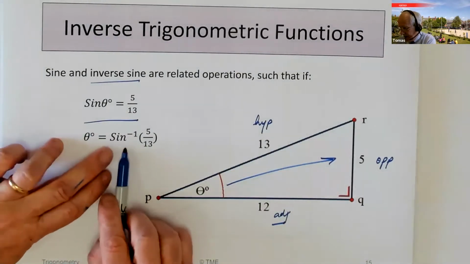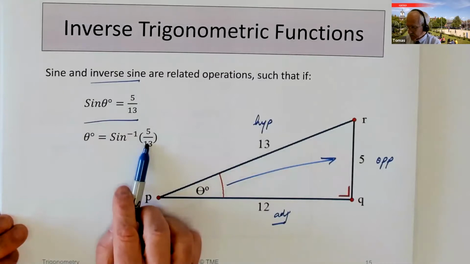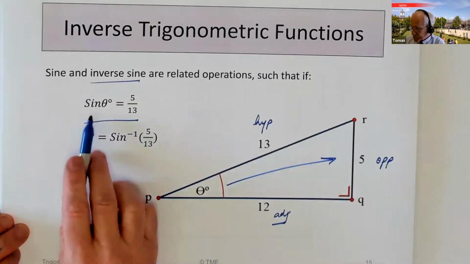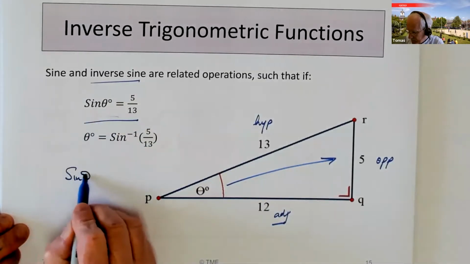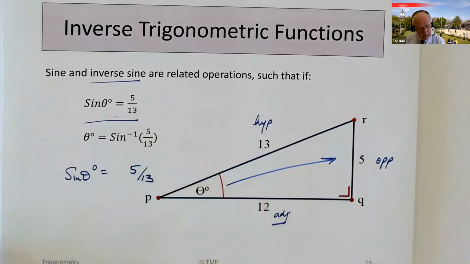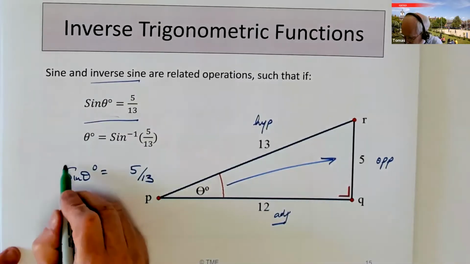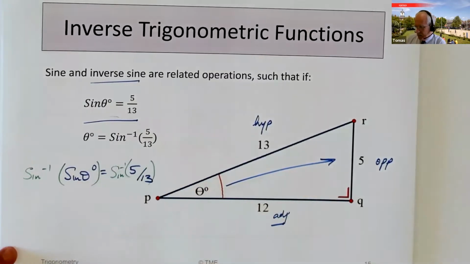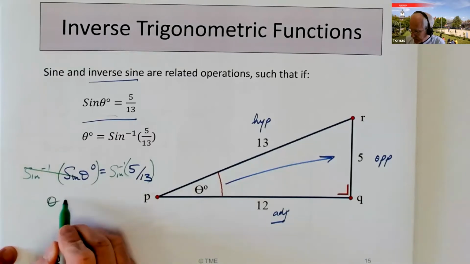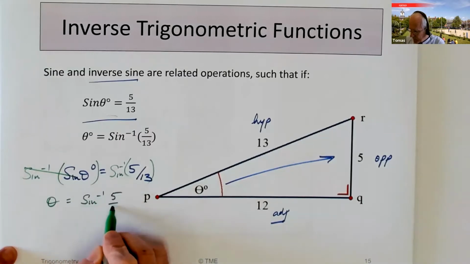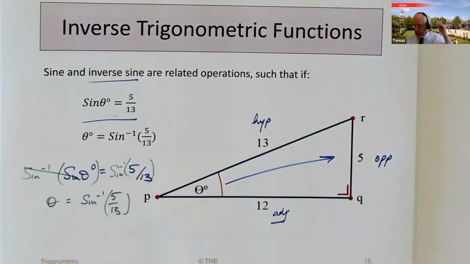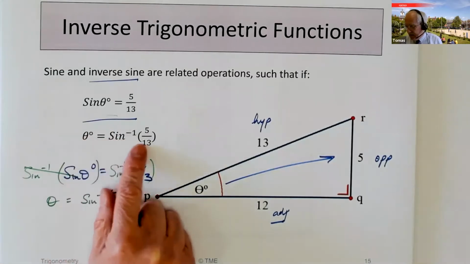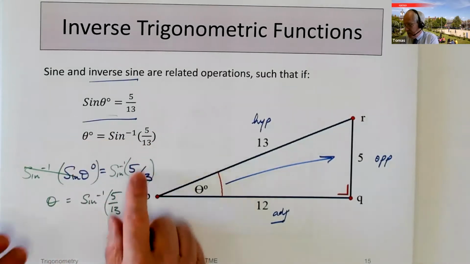But theta is the angle that has the sine of 5 over 13. Or another way of doing that is, if I want to get rid of that sine theta there, I can take the inverse sine of it, inverse sine, and do the same here. And the inverse sine and the sine cancel, so I get theta is equal to inverse sine 5 over 13. Keeping it in the same order. So theta, in English, I would say theta is the angle that has a sine of 5 over 13.